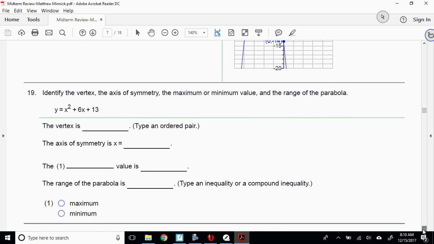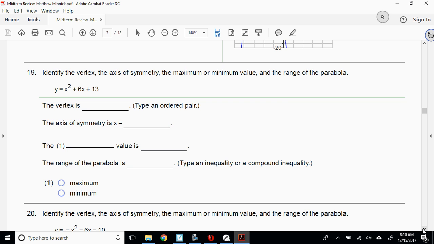Number 19, the vertex is (-3, 4). Axis of symmetry, x = -3. The graph opens up, so it has a minimum, and that minimum value is the y-coordinate of the vertex, which is 4. The minimum value is 4. The range, they want you to write an inequality here. Since the range deals with the y's, the inequality is y is greater than or equal to 4. And this little bubble down here, the graph does have a minimum.